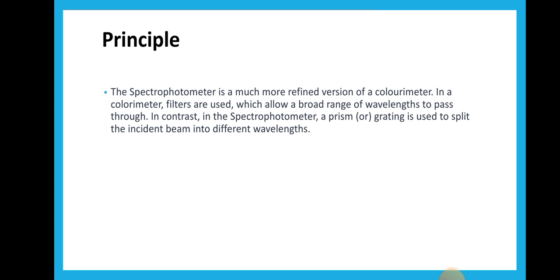Principle: the spectrophotometer is a much more refined version of the colorimeter. In a colorimeter, filters are used which allow a broad range of wavelengths to pass through. In the spectrophotometer, a prism or grating is used to split the incident beam into different wavelengths.